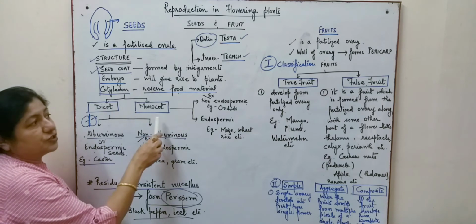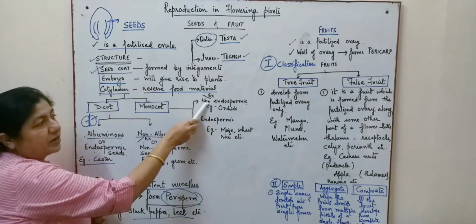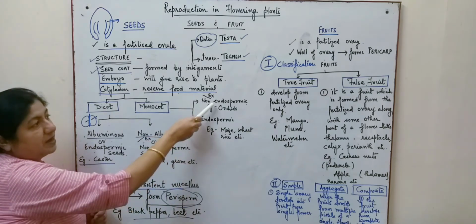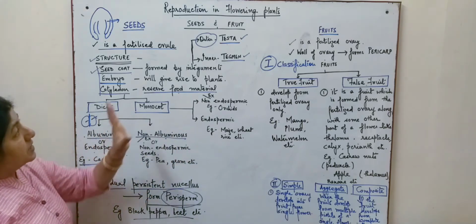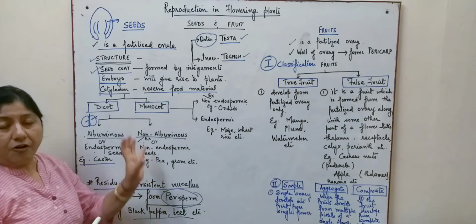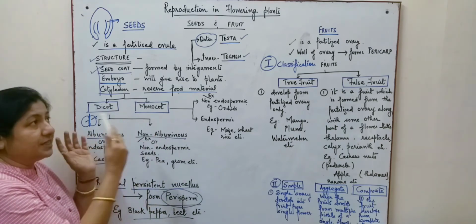A similar classification is for monocots, that is non-endospermic and endospermic. I have mentioned some examples over here. Now, this is the classification of the seed.